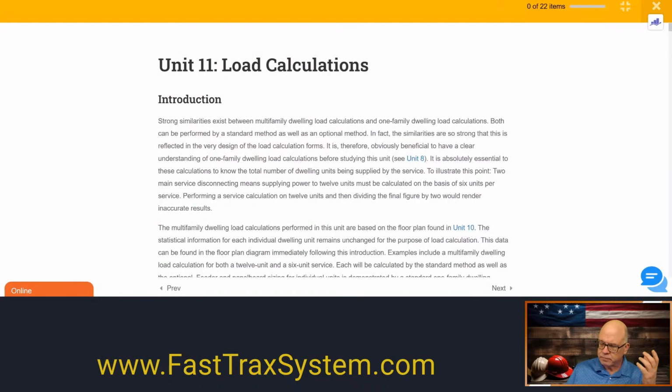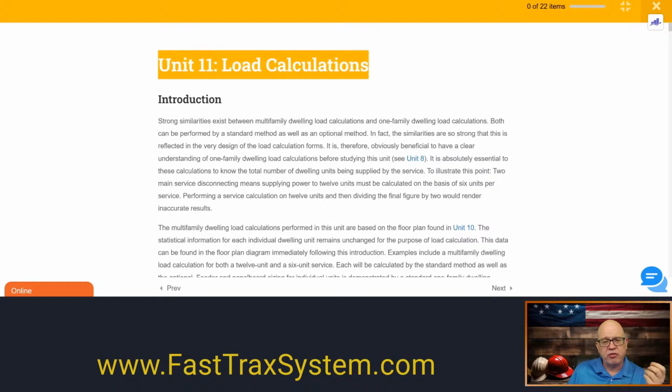All right, now, as you see, Unit 11 is load calculations for multifamily dwelling. And we're going to talk about one piece of this today that students struggle with. So I'm going to give you a lesson today. Okay, so hopefully you stick with me for this lesson.